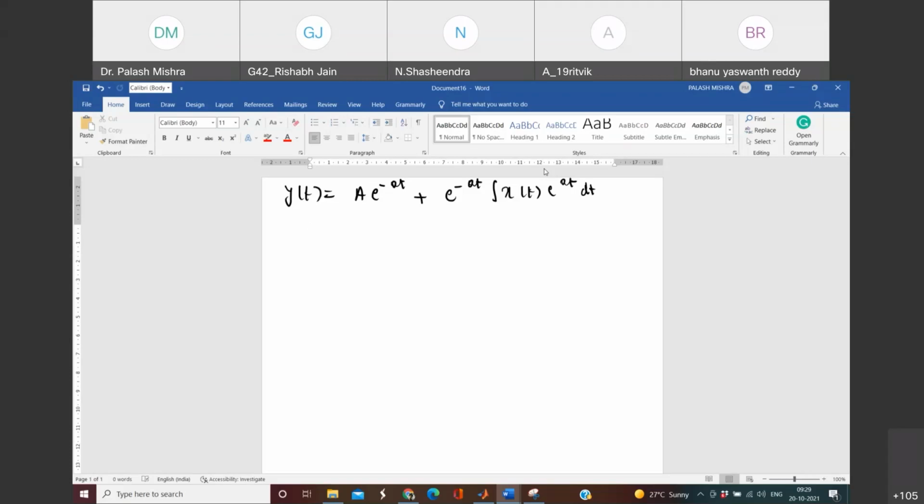So can you tell me what this equation implies? This is the response for such a kind of system. If you see, this is the response for such a system in which an RL is there and there was a battery.